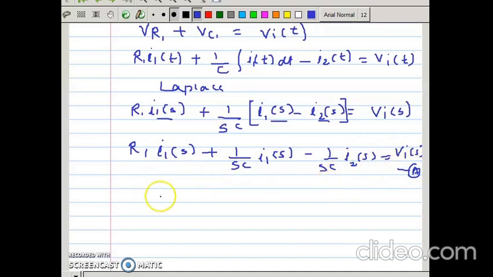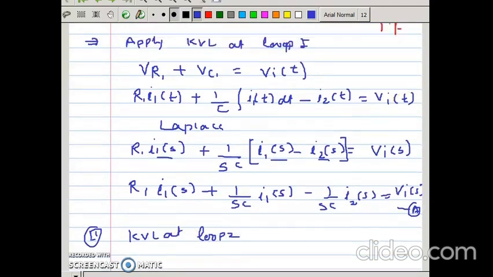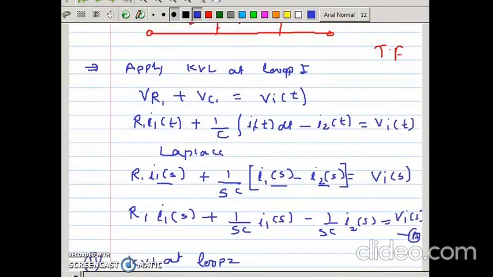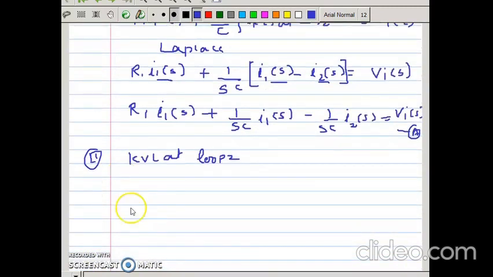Let's take KVL at the second loop. What is loop 2? How many components are there? It starts with the capacitor, then resistor, then capacitor, so there are three components. That means the voltage across C1, plus the voltage across R2, plus the voltage across C2 is equal to 0, because there is no supply.